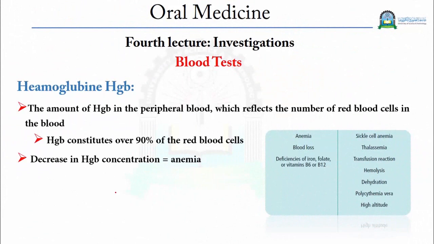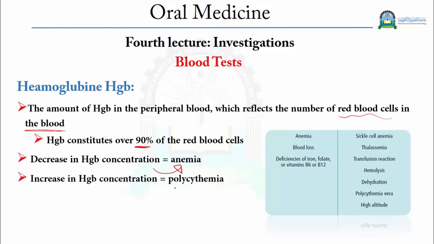Hemoglobin test is the amount of hemoglobin in the peripheral blood, reflecting the number of RBCs in the blood. Hemoglobin constitutes over 90% of RBCs. A decrease in hemoglobin concentration indicates your patient can be suffering from anemia, and an increase indicates polycythemia.